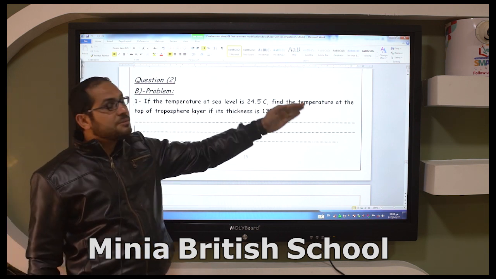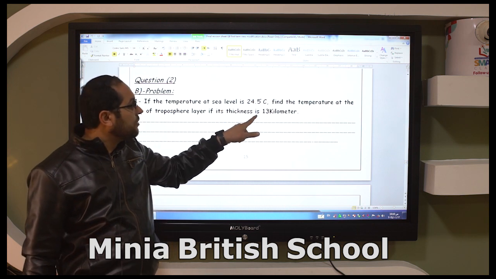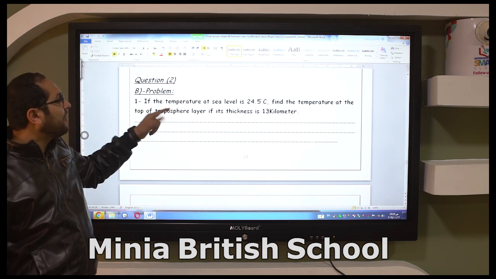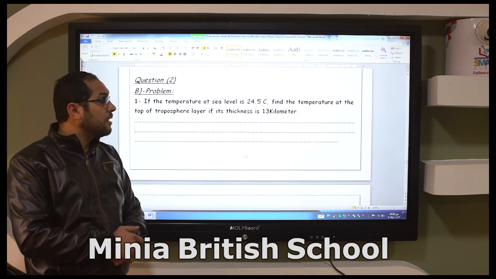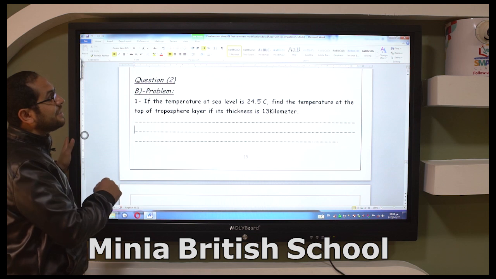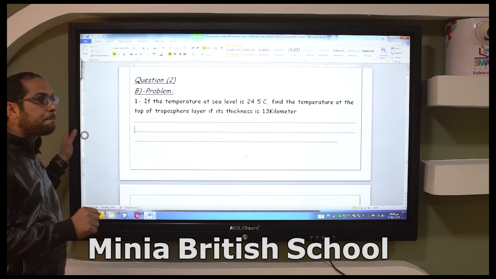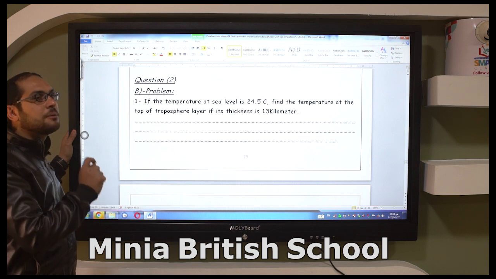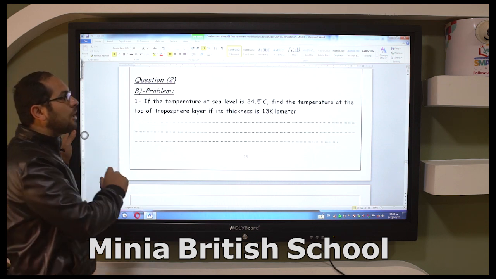The height times 6.5. 13 times 6.5. Okay, then you can find the temperature at the top by what? Temperature at the top equals temperature at its foot minus, okay, don't forget, minus the amount of change.